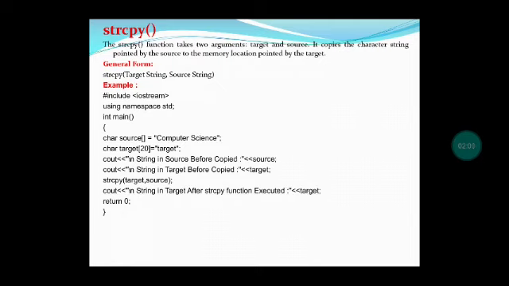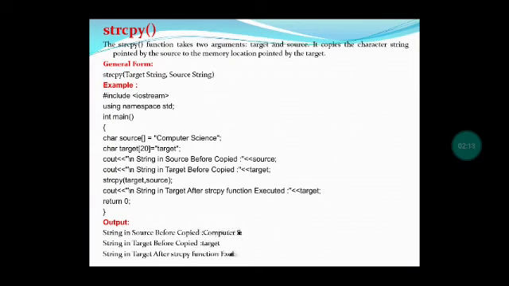Finally, we will print the target. So the target will be computer science. By seeing this output, you can clearly understand that for source we have given computer science, and for target we have given target. After that, by using the string copy function, we have changed the target into computer science. So finally, we are getting the output as the string in target after the string copy function executed: computer science.